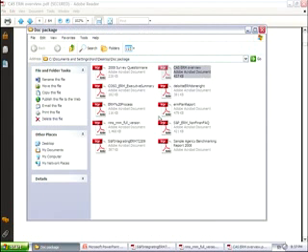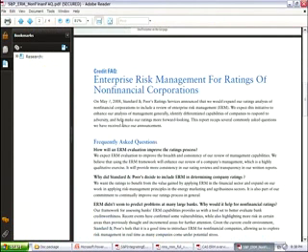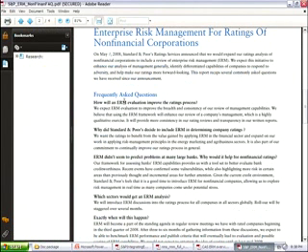Yeah, there's some comments here. Standard & Poor's Enterprise Risk Management Ratings of Non-Financial Corporations. This is only just a quick thing about frequently asked questions for organisations that were preparing to do the ratings. So how does it fit in with the organisation and the like.